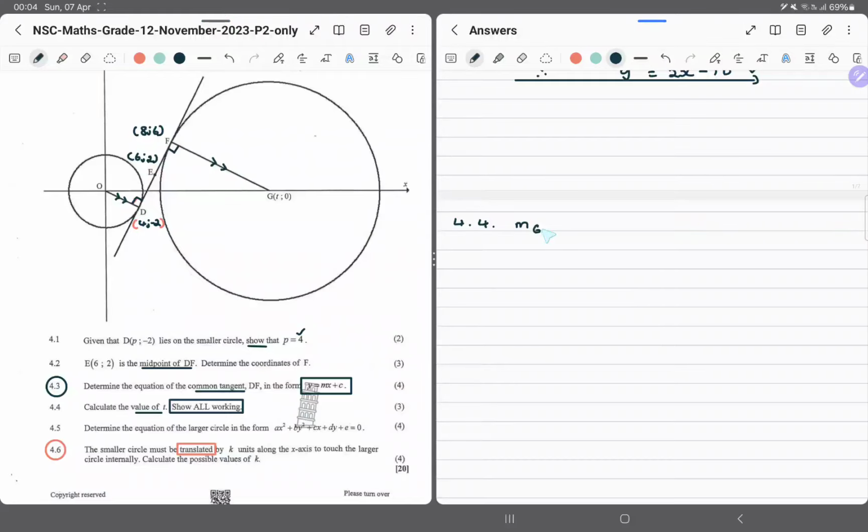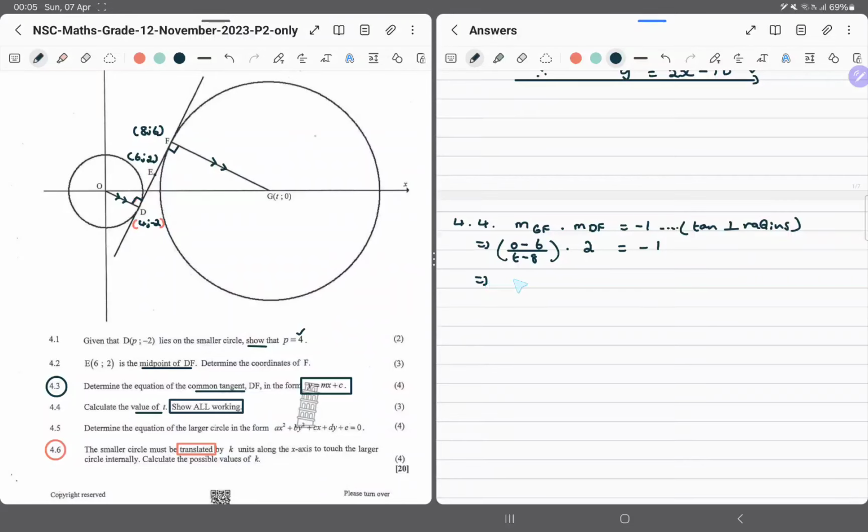So we can say MGF multiplied by MDF should give us a minus 1. Why? Because the tangent is always perpendicular to the radius of a circle it touches. Great. Now we need to display the expression for that gradient of GF. We can use point G as reference, so it's going to be 0 minus 6 divided by T minus 8. Now multiplied by the gradient of DF from above, which is 2, is equal to minus 1.